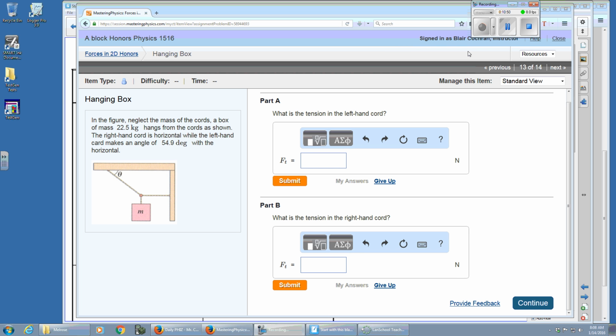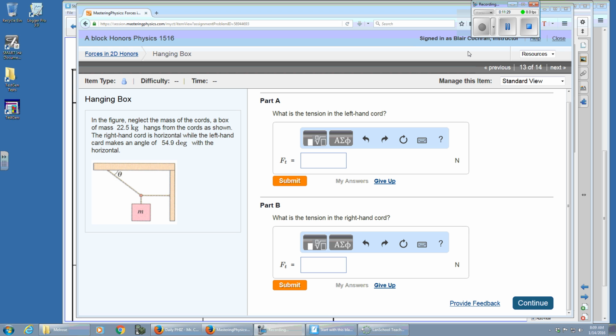Okay, hanging box. Good old equilibrium one. So in this problem, we know we're looking for the tensions in these two different cords, and we know that the box is just hanging there, so we know the total force on it is going to add up to 0 because it's in equilibrium. It's not accelerating in any way.